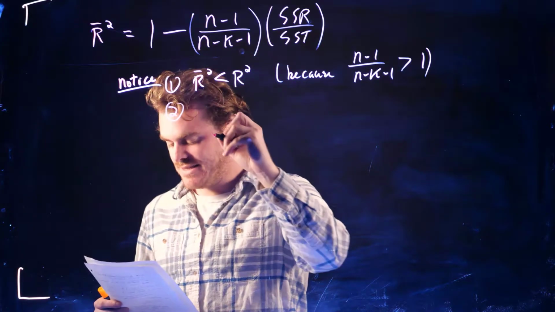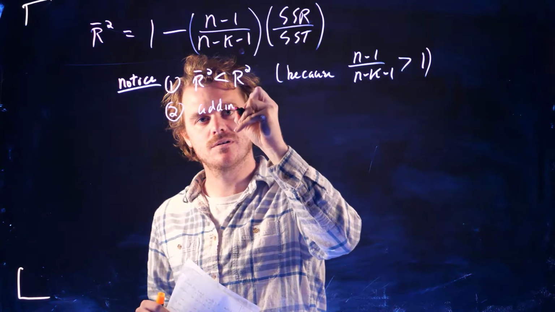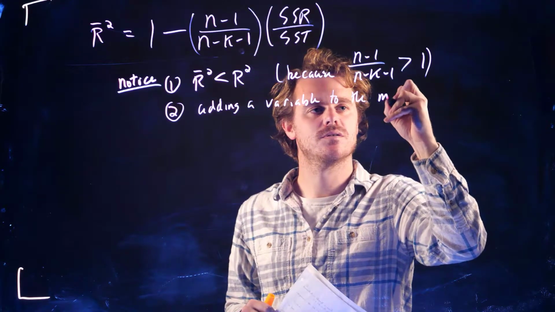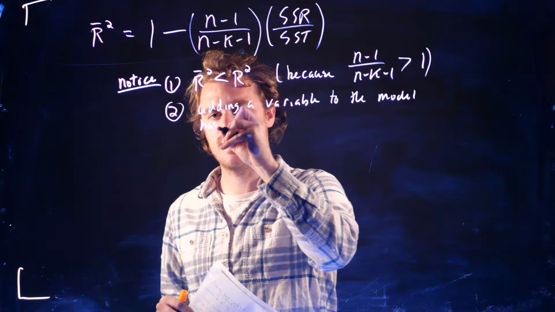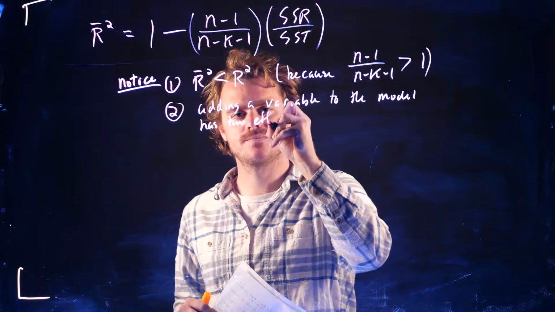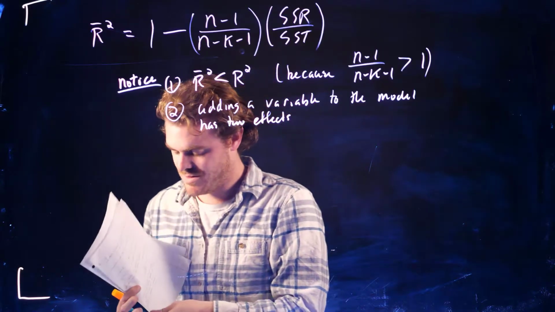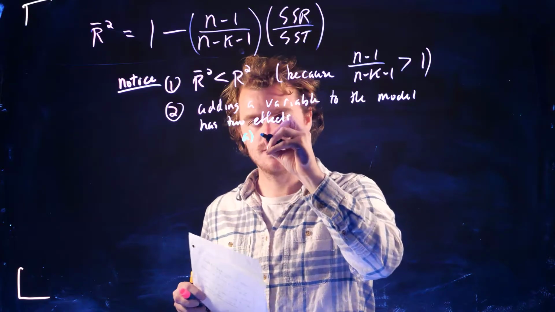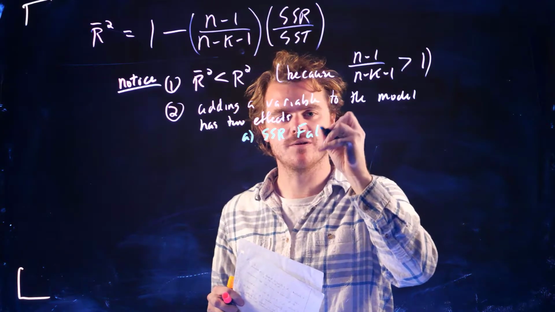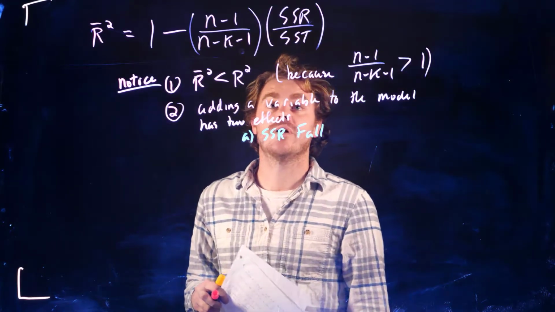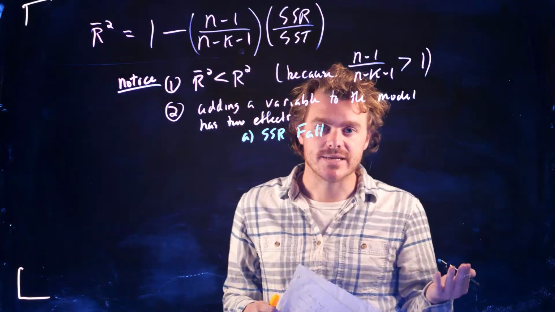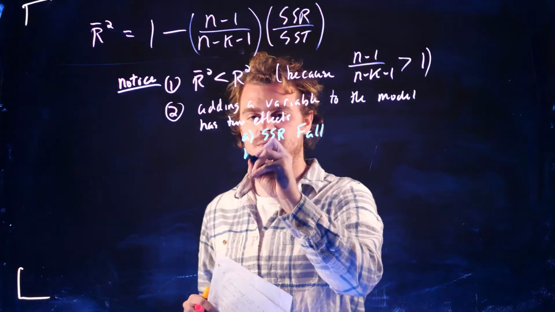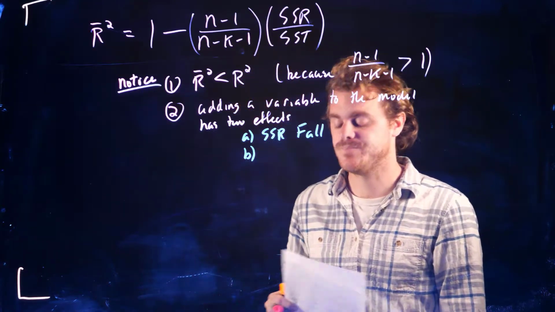The second thing is that adding a variable to the model has two effects. A, the SSR, well, hopefully will fall a bit. So we add a variable, hopefully we're reducing the residuals, and so the sum of squared residuals will go down. So that's one thing that's going to happen as we add another variable.